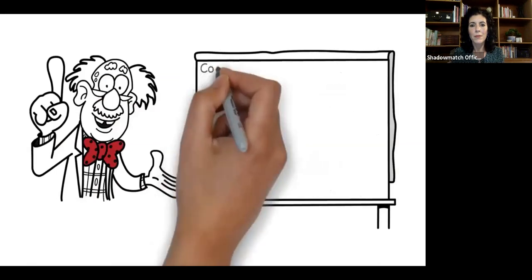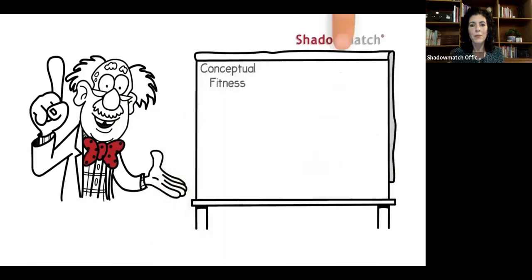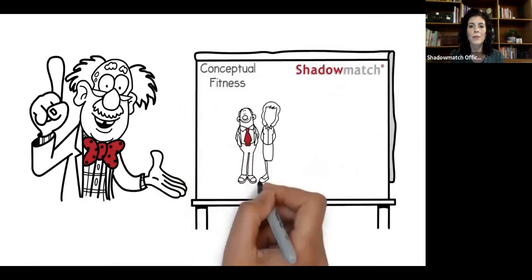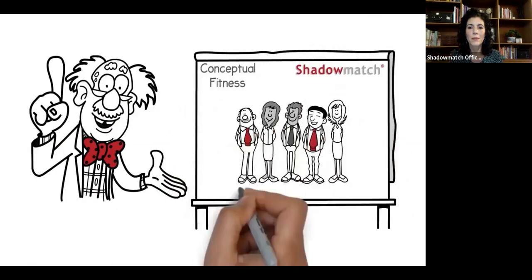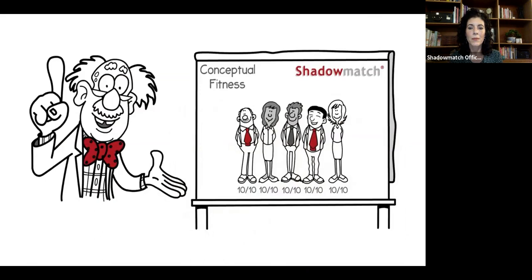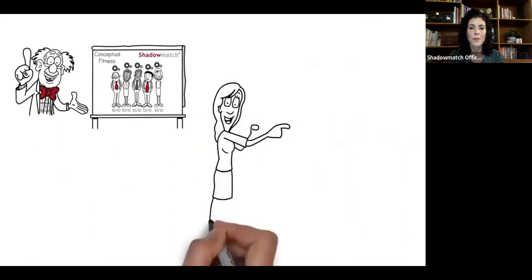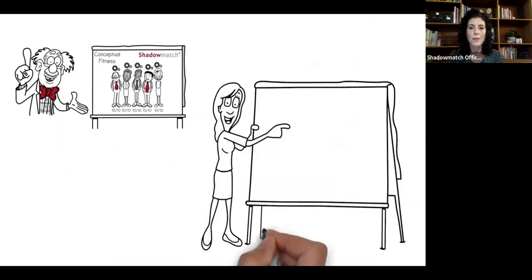This is exactly what we measure with the conceptual fitness in Shadowmatch. The vast majority of people have the ability to score 10 out of 10 for the conceptual questions. However, we are all at different fitness levels. The conceptual score can also be interpreted according to the habit categories.